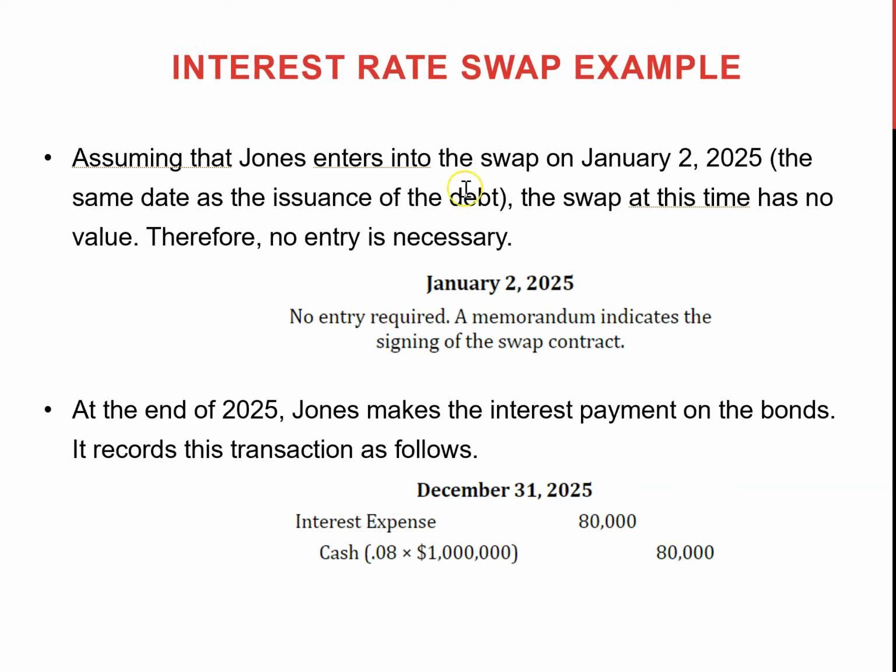Now assume that Jones enters into the contract on January 2nd and there is no other specific price or value involved. So on that day, Jones will record nothing. Now at the end of 2025, Jones needs to make the interest payment to the bondholders based on that fixed rate. So this is the journal entry. Jones is paying interest to his bondholders: debit interest expense and credit cash. Remember, the total amount of the bond is $1 million, at 8%.